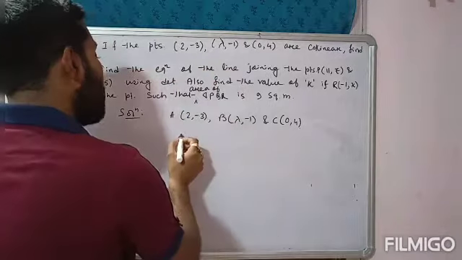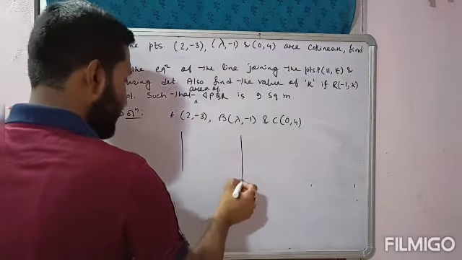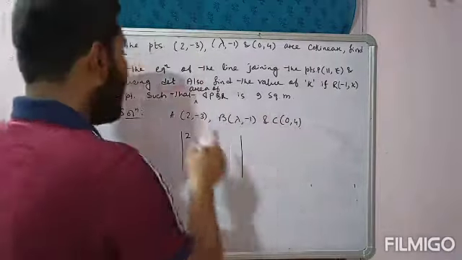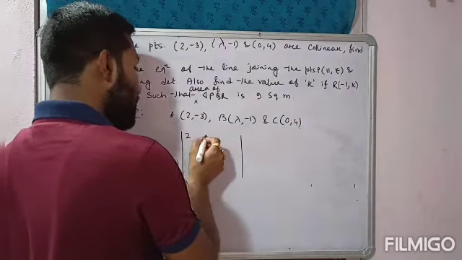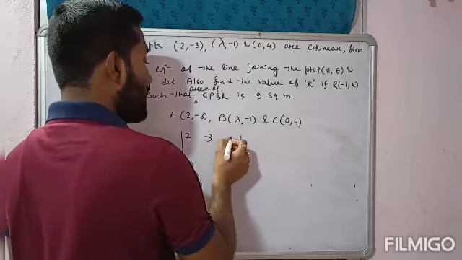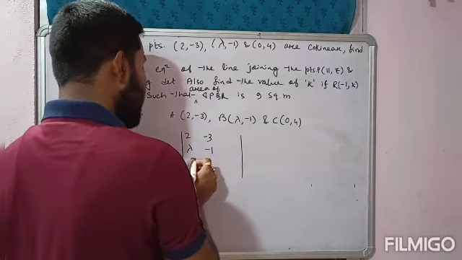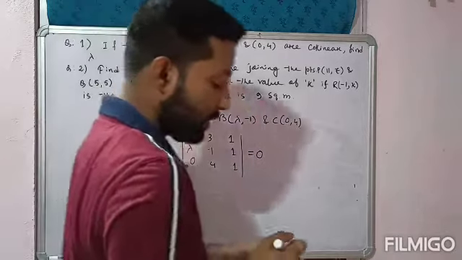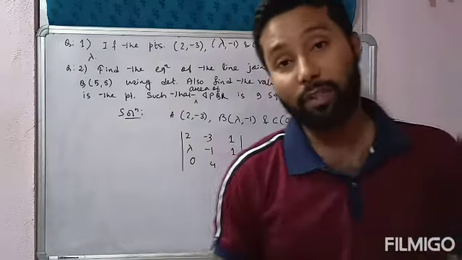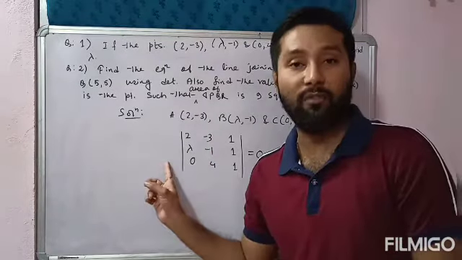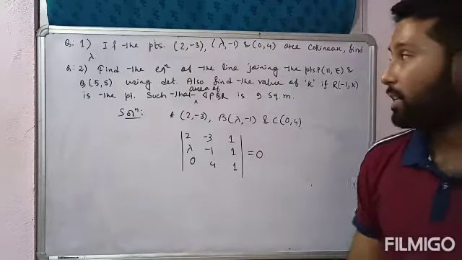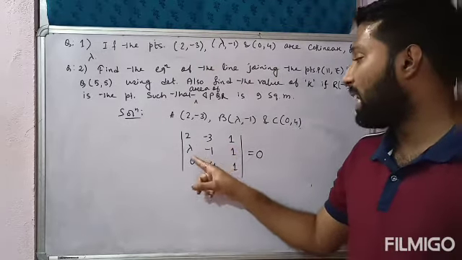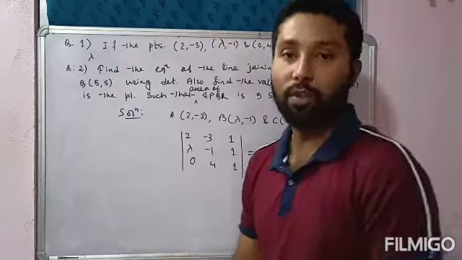Since the 3 points are collinear, we can write the determinant with rows x1, y1, 1: 2, -3, 1; lambda, -1, 1; 0, 4, 1, and this is equal to 0. If the 3 points are collinear, then the area of the triangle is equal to 0. But don't write the half, because the half gets eliminated.